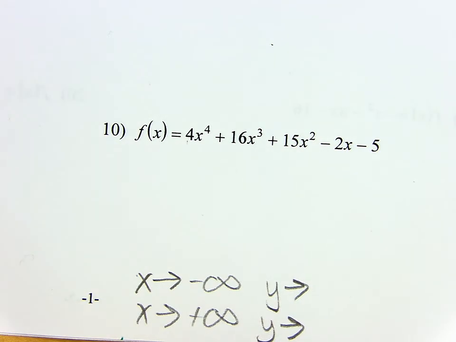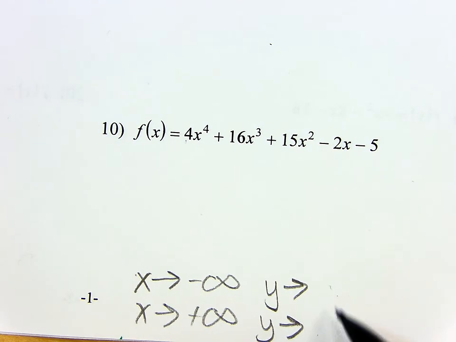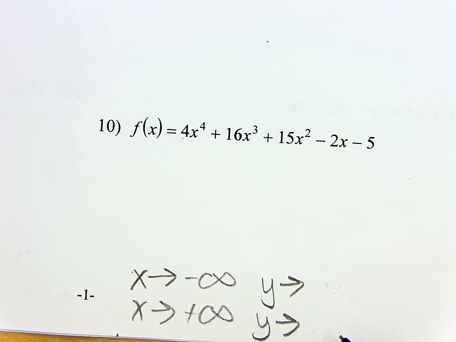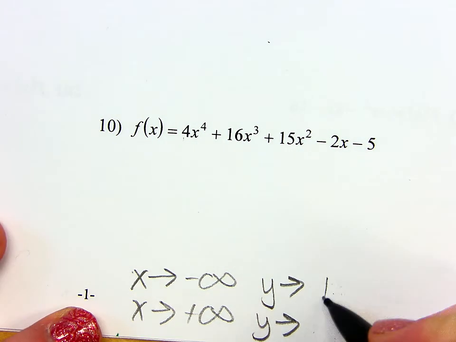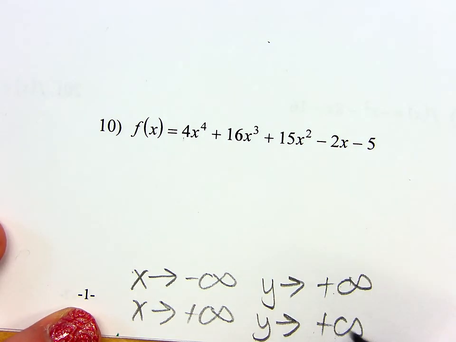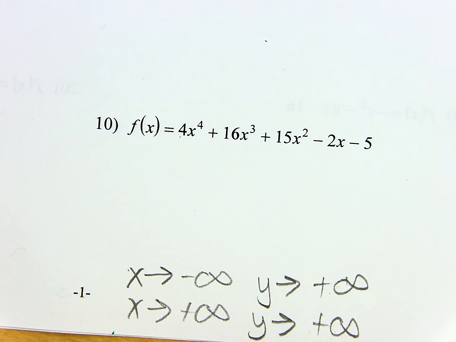So, this is an even exponent. So that means these two answers are going to be the same. And what are they? They're both going up to positive infinity. Yes. Okay, if you want to finish doing end behavior for 7, 8, and oh, never mind.